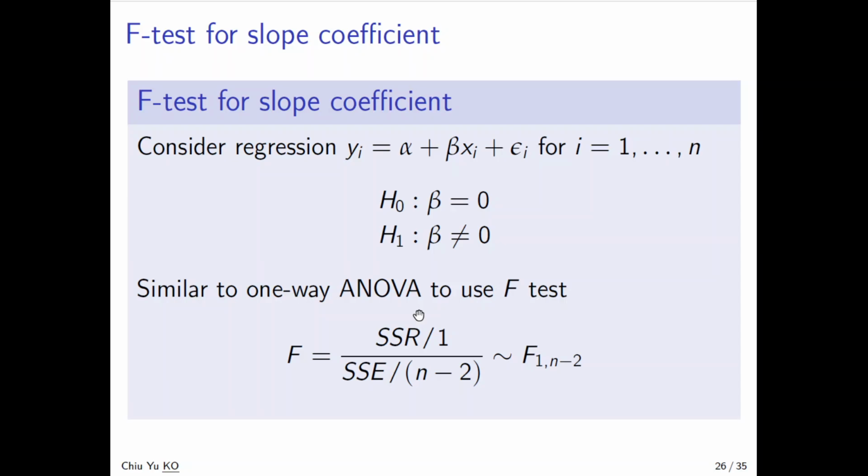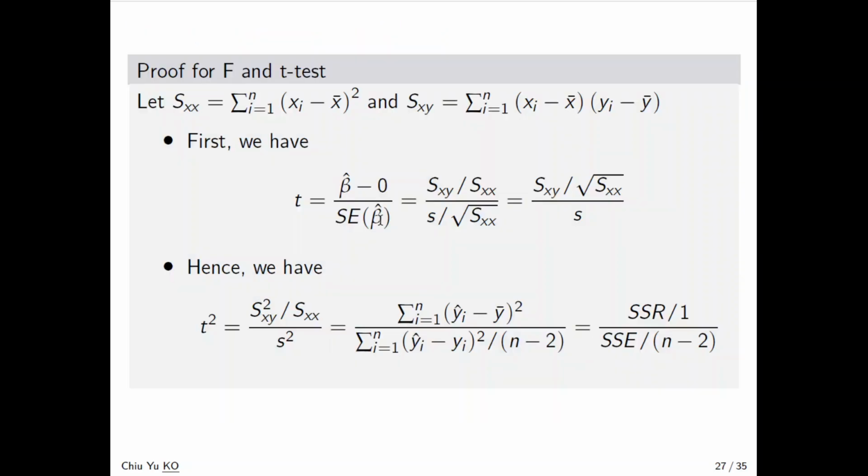Sxx is the sum of squares of x. Sxy is the cross product of xi minus x bar and yi minus y bar. And first, the t test, remember? It is beta hat minus 0, over the SE of beta hat.